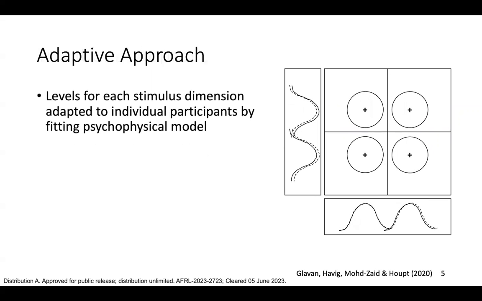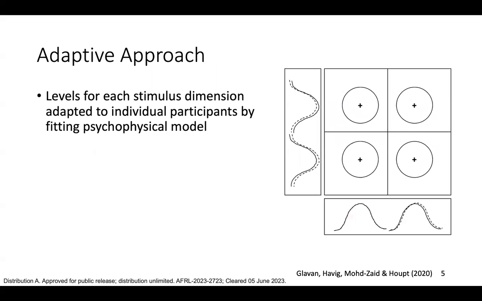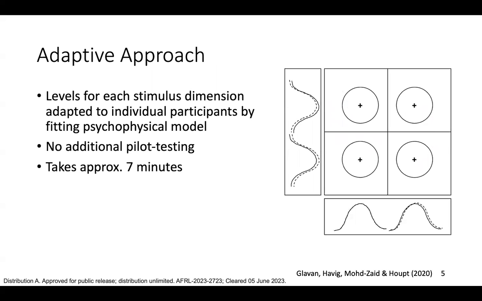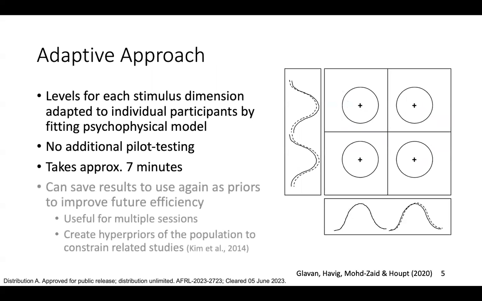The adaptive approach we introduced at Virtual MathPsych 2020 uses a psychophysical algorithm to adapt each stimulus level to each individual participant. It requires no additional pilot testing and takes approximately 7 minutes at the beginning of the experimental session. The psychophysical algorithm is Bayesian, so the posteriors from one session can be saved and used as priors in a future session or to construct group-level hyperpriors for related studies.